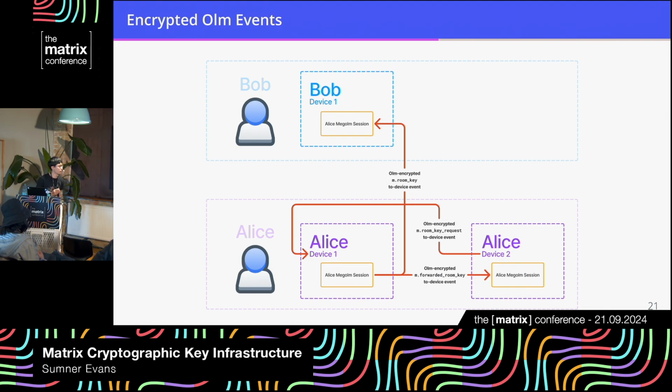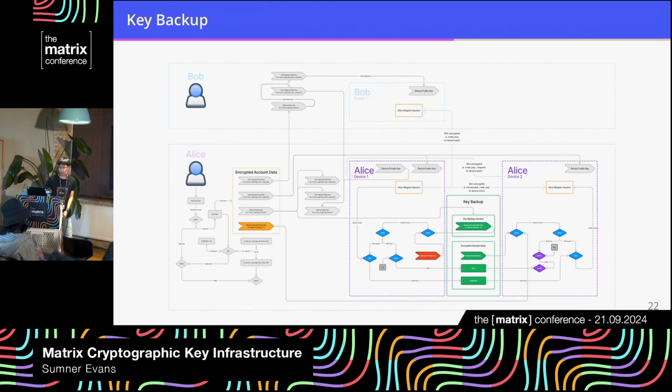But it's even worse if device 1 is offline or inaccessible, or you threw your phone into the river or something. In that case, Alice's requests are just going to go into the void and never be answered. So this is even worse. And that's where key backup comes in. Key backup allows us to store keys on the server and then restore them from our other devices, even if those other devices are offline or inaccessible, or even logged out.